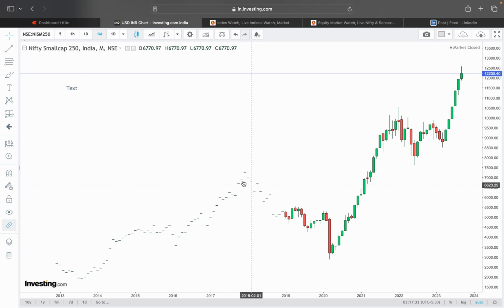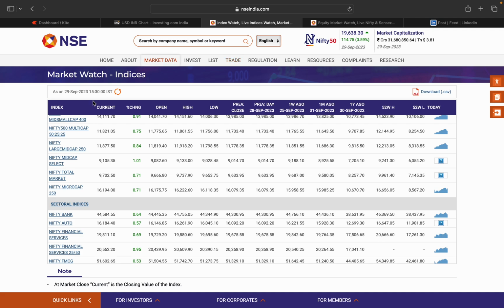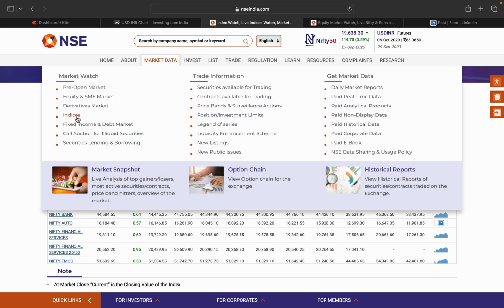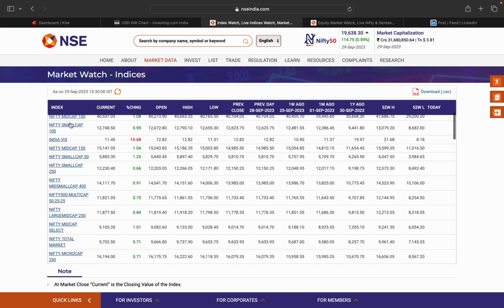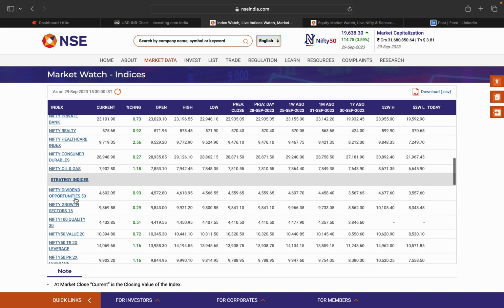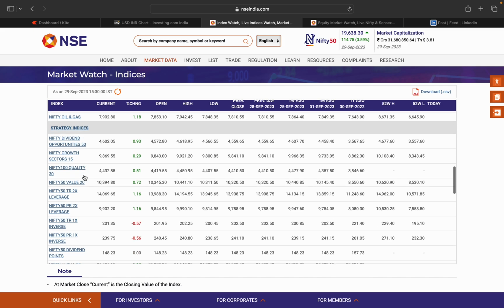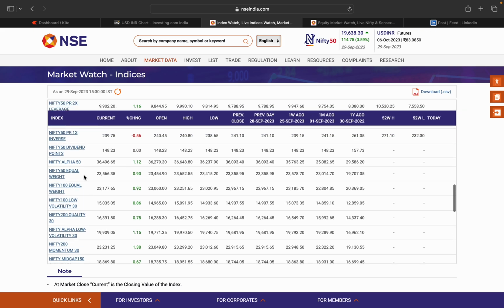So, even though the chart in front of us is that of the Nifty 250, it is not a chart that I specifically trade. To check the broadest index in our market, you just have to go to the website nseindia.com, go to market data, select indices. When you select indices, you will come to this page which has the indices in its categories: the broad market index, the sectoral index, strategy indexes, thematic indexes, and so on.